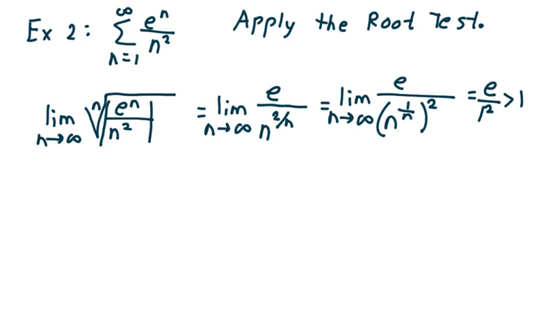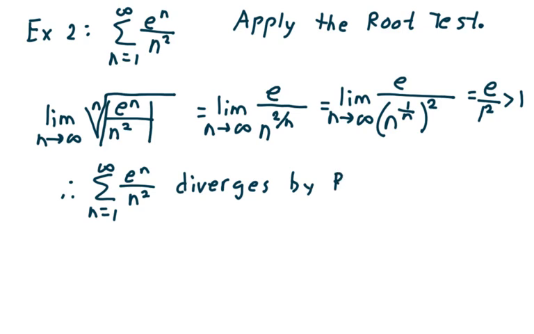So the question is, what does that say about the original series? The original series diverges by the root test. That's how we do example 2. Now, let's take a look at example 3.